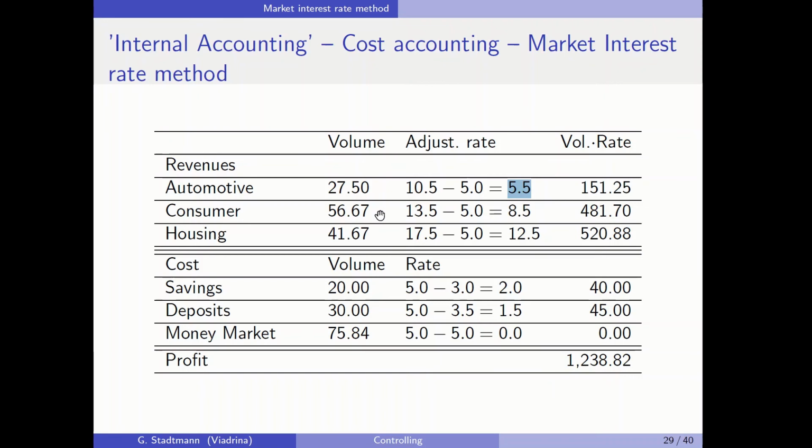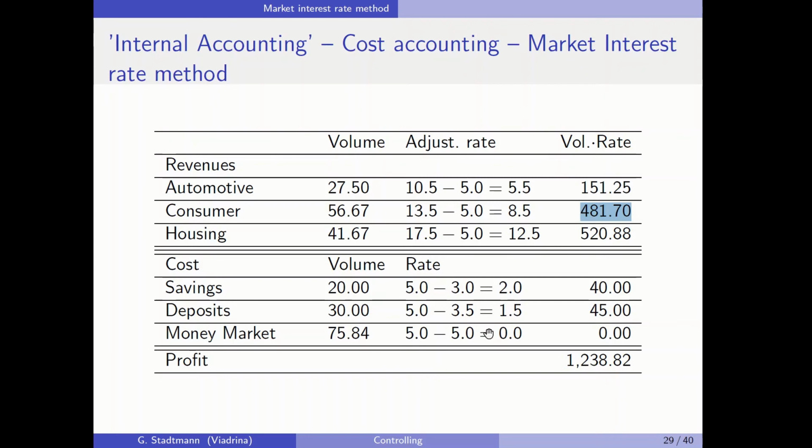Same idea with consumer credit. So we are assuming that we are buying liquidity at the money market rate of 5%, and we are selling this liquidity at the interest rate of 13.5%. So the profit margin here is even higher, and also here we have to multiply through the volume times the profit margin so that we get the contribution to the profit. Same with respect to housing.